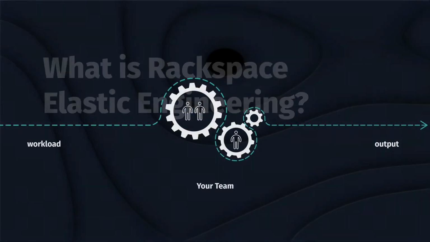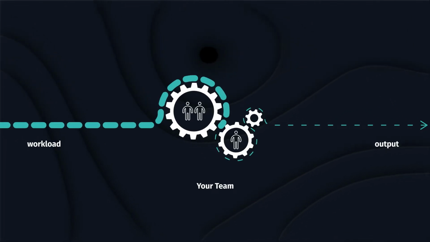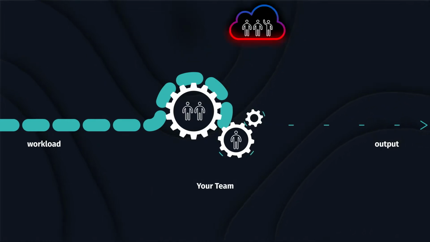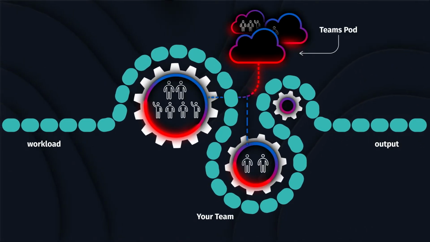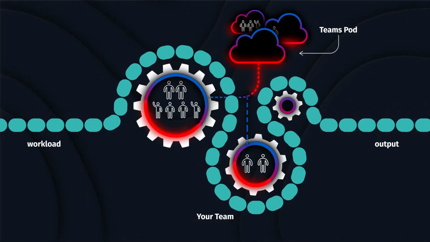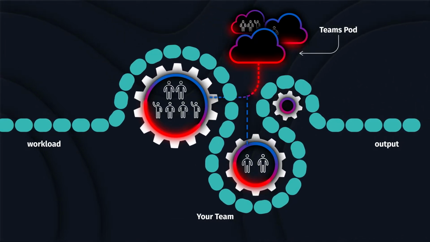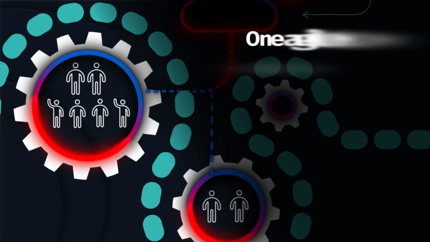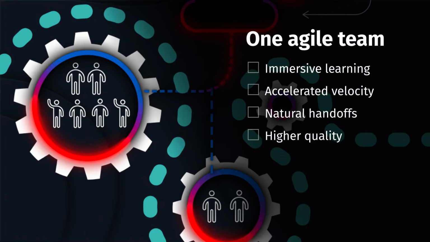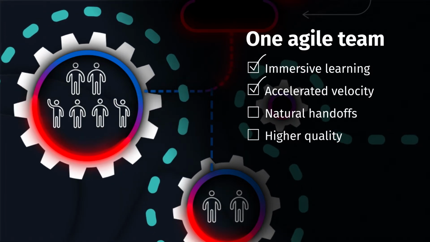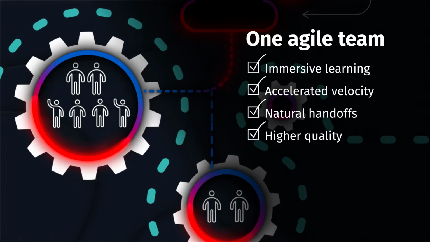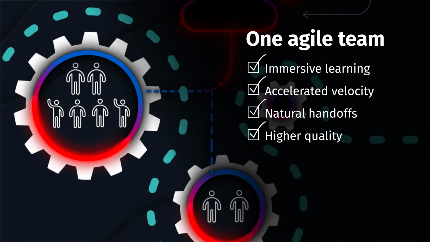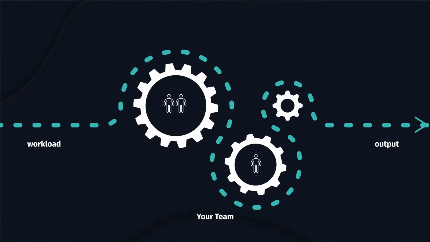Rackspace Elastic Engineering is a new, modern way to consume managed services. Think of Rackspace Elastic Engineering as an extension of your team, working through your backlog of cloud needs, whether they're related to infrastructure, application, data, or security needs for AWS, Microsoft Azure, Google Cloud, or private cloud. We work with you in an agile fashion to help you upskill your teams and accelerate any given project. This allows for natural handoffs between teams, and all of this results in higher quality outcomes.